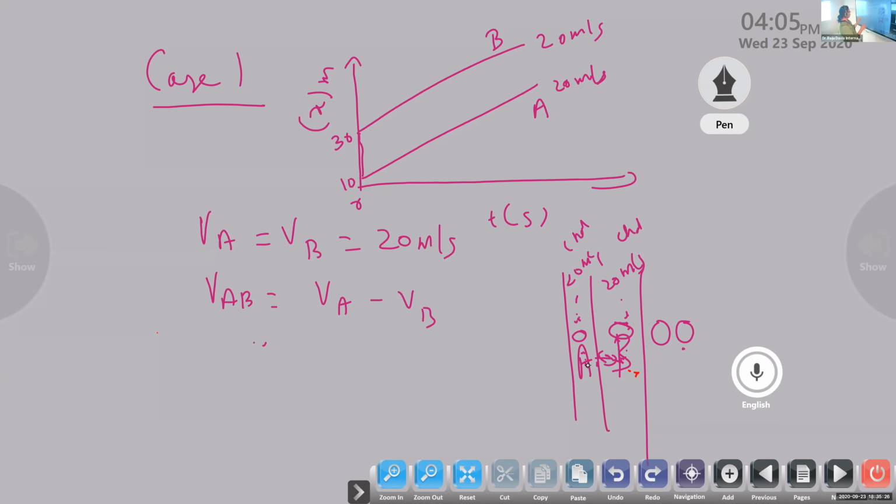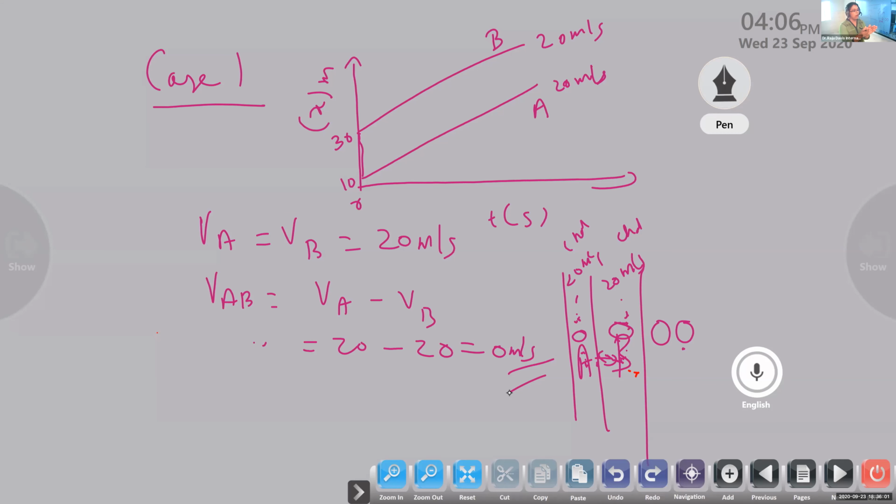So according to that, our equation is VAB, which means the change in position of A with respect to B. That means VA minus VB. Here VA is 20, VB is also 20. So what's the velocity? 0. That means if both objects are moving in the same direction with the same velocity, for you the relative velocity does not have any value. It's constant. Are you getting me?